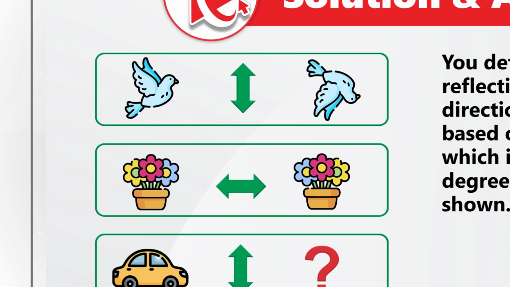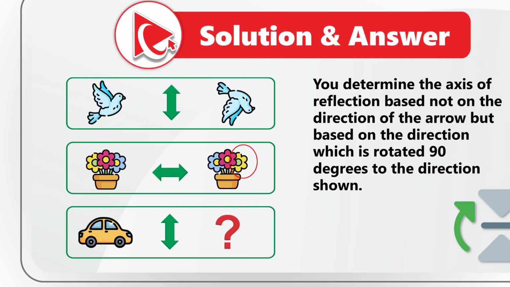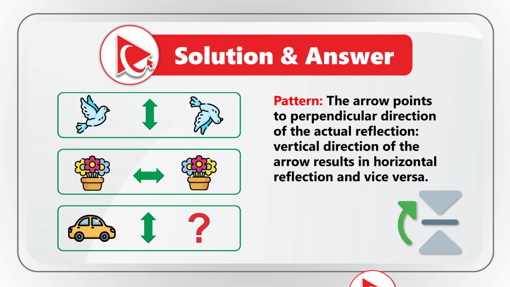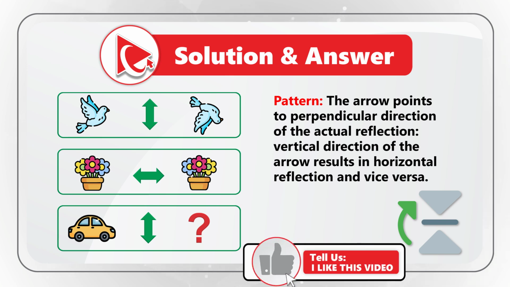We see the flowers with the yellow flower being on the left. And once we do the conversion, basically vertical reflection, because the arrow goes from left to right, we see that the yellow flower is now on the right. So the pattern here is that the arrow points to perpendicular direction of the actual reflection. For example, vertical direction of the arrow results in horizontal reflection and vice versa.